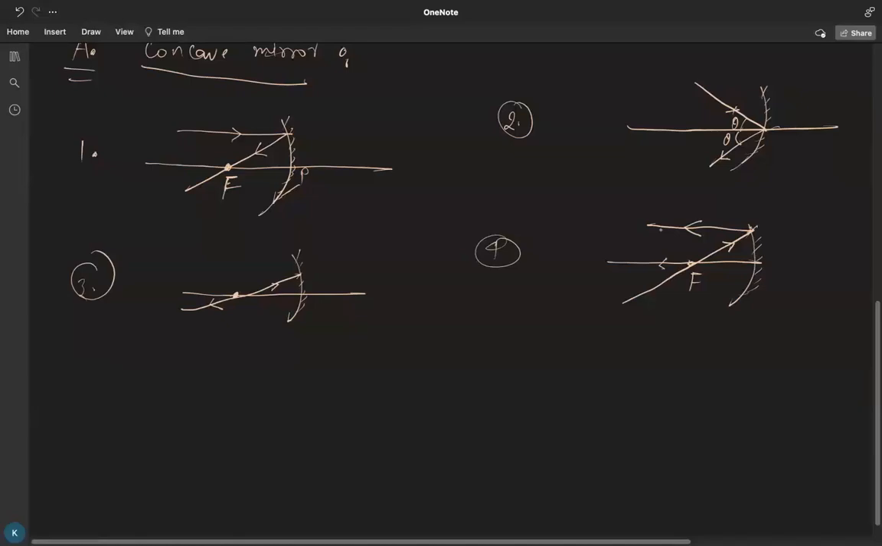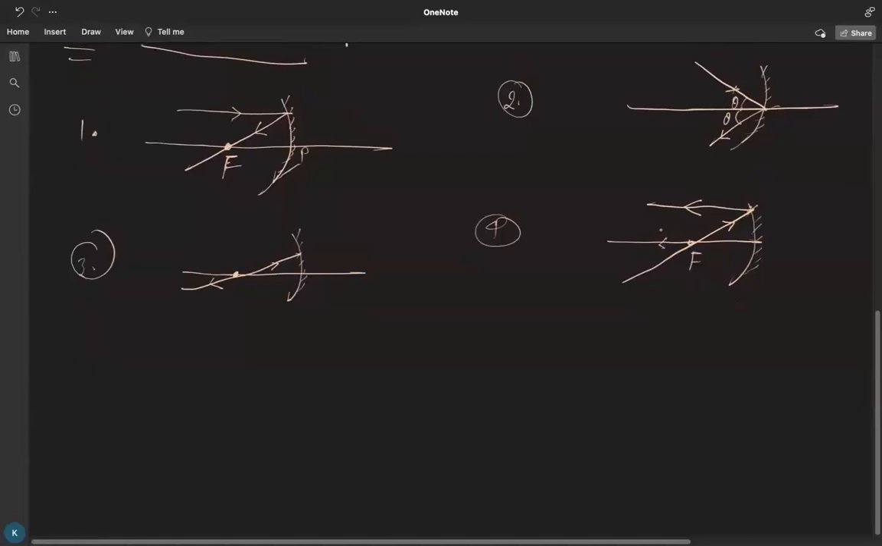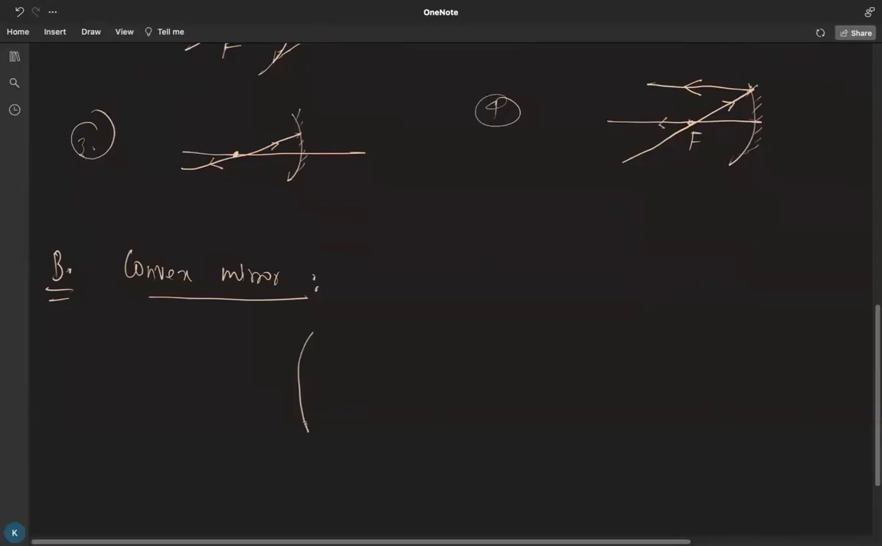So let's start. For the convex mirror, let me give the heading here: convex mirror. So this is, let us suppose, our convex mirror, and this is our principal axis. Whenever a ray of light is incident parallel to the principal axis, after reflection, it appears to meet at a point. This is the focus.